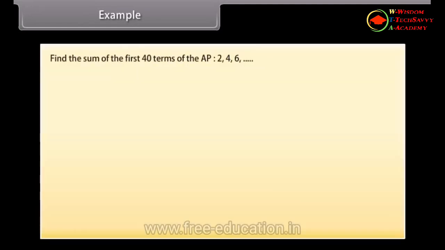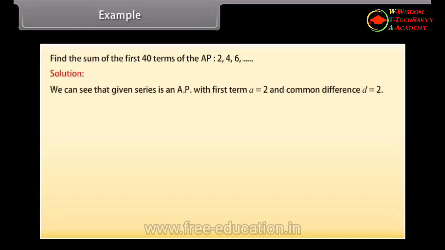Example. Find the sum of the first 40 terms of the AP 2, 4, 6, and so on. We can see that the given series is an AP with first term a equal to 2 and common difference d as 2. We have to find the sum of the first 40 terms. So, n is equal to 40.